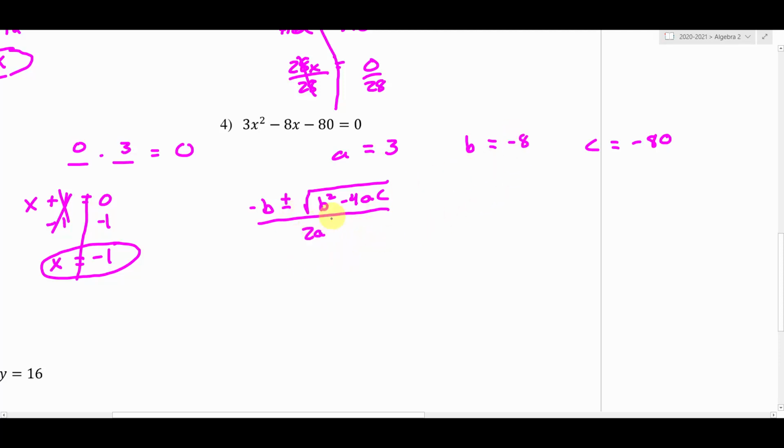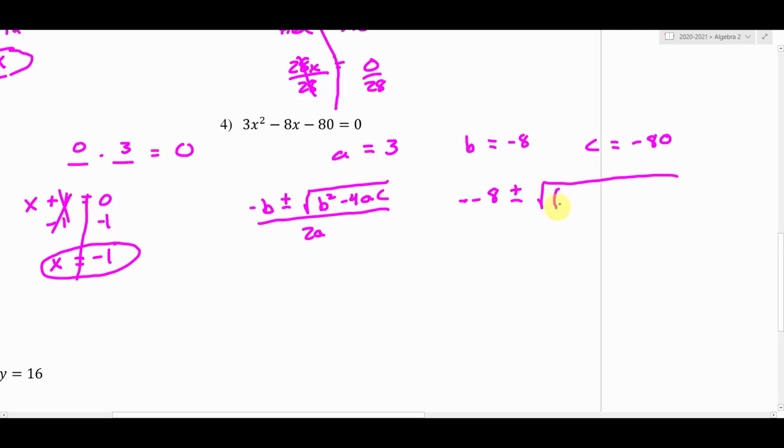So now I'm going to plug in my a, b, and c values and see what I get. So I've got -8. Why do I have 2 negatives? Well, there's one built into the formula, and there's one attached to my b value. So I got 2 of them. Plus or minus, square root. All right, so we got b squared.